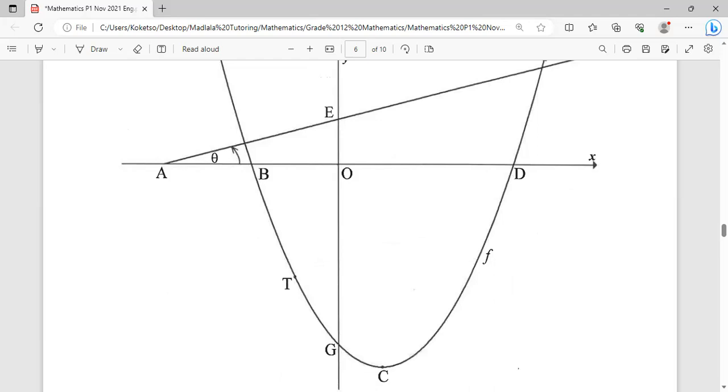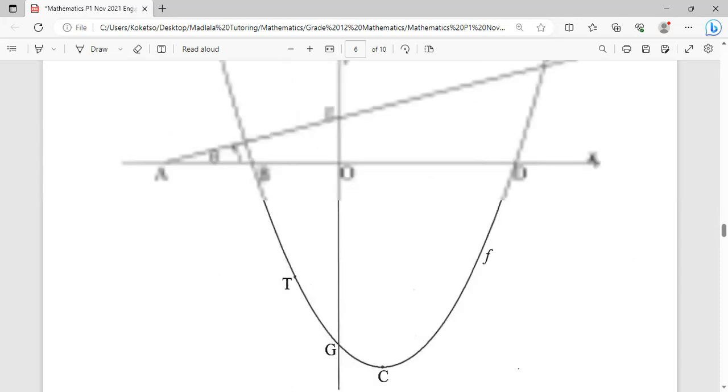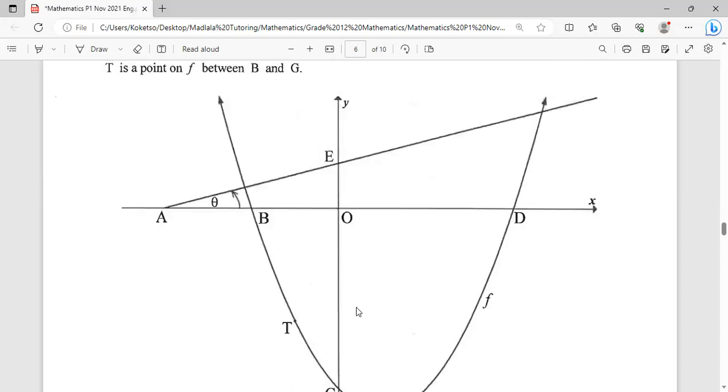So what is the question then? The first question says, write down the coordinates of B and D. And then after finding the coordinates, calculate the coordinates of C. And then tell us what is the range of f, like that. So please take a picture of this because we have to move to the whiteboard. So let's go to the whiteboard.